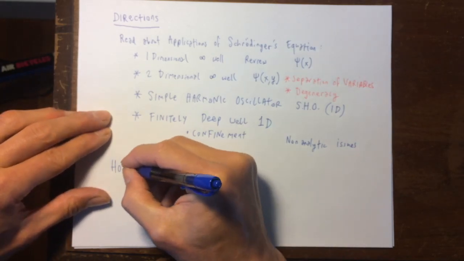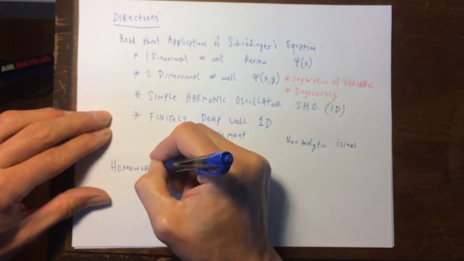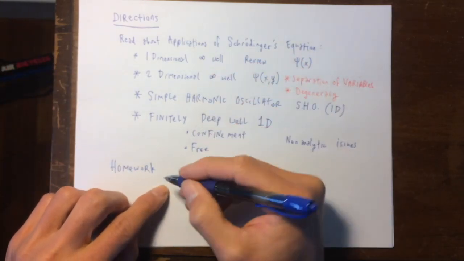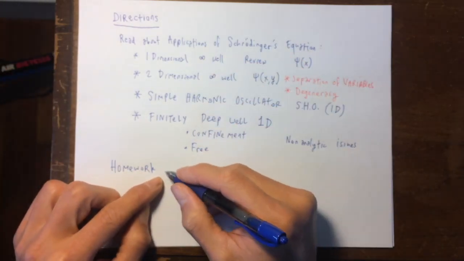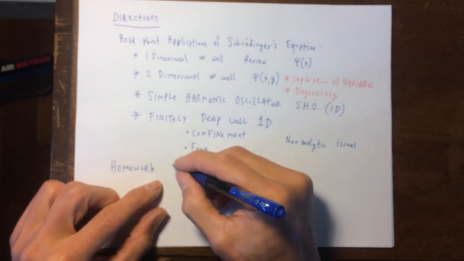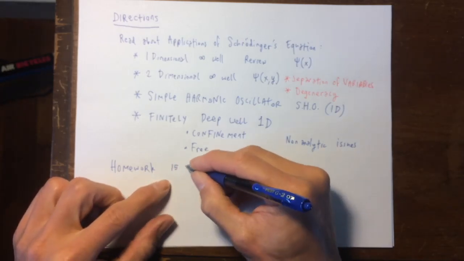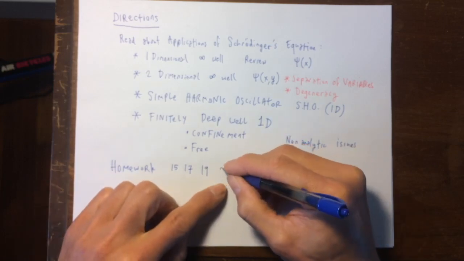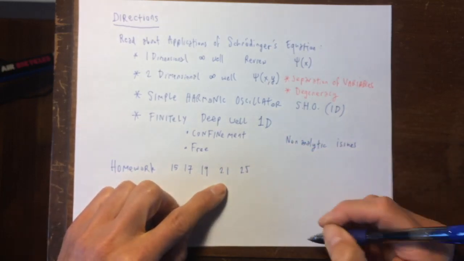The homework that's appropriate for this stuff is in the same chapter. It's chapter 5 in your book. It's problems 15, 17, 19, 21, and 25.